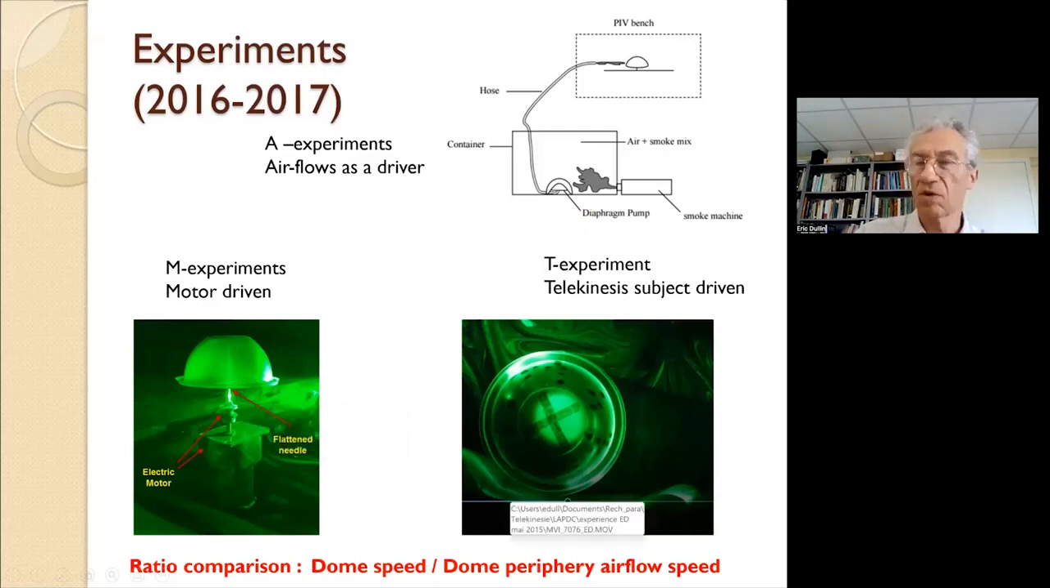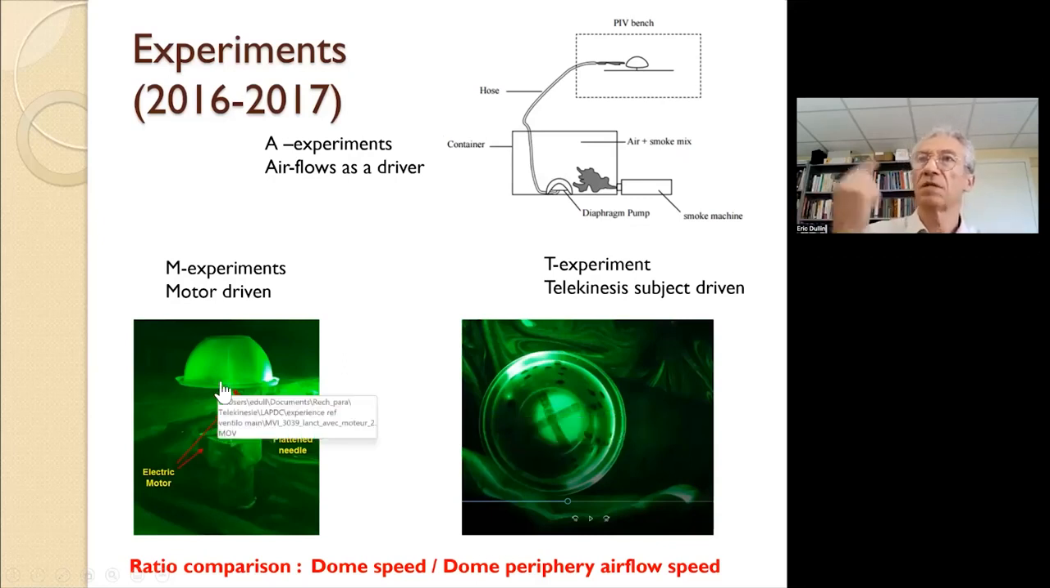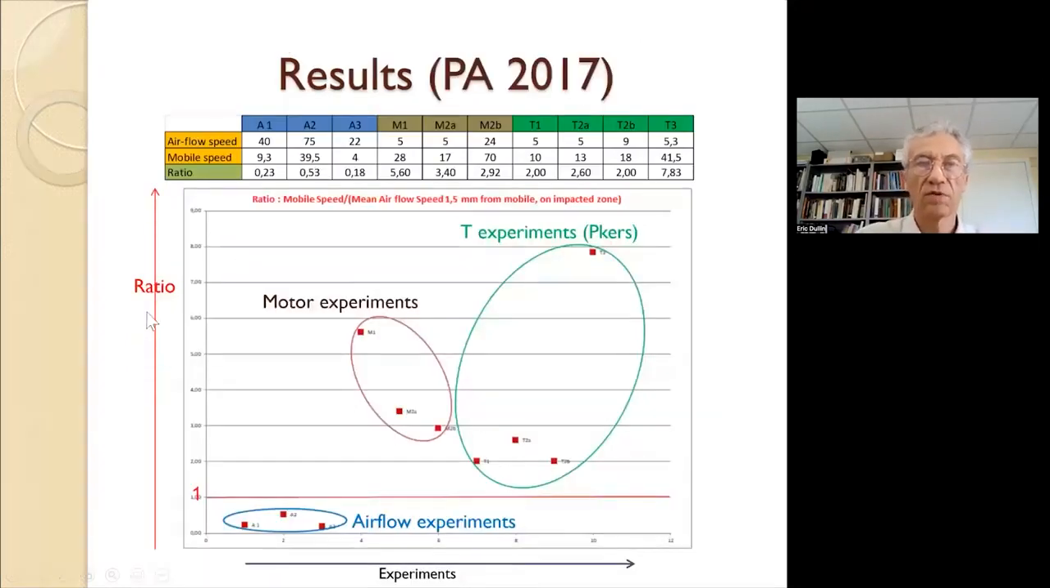And then the third category is when you have a practitioner, a telekinesis practitioner, trying to run the target with his hand without touching it. And the idea for comparing the 3 categories of experiment is to use the ratio: dome speed, so target speed, divided by the speed of the airflow around, okay? And so here we have the result.